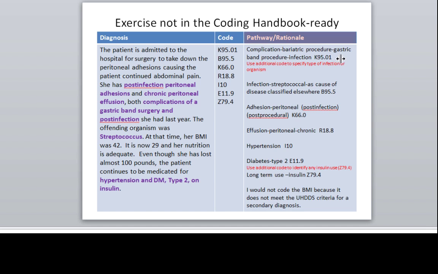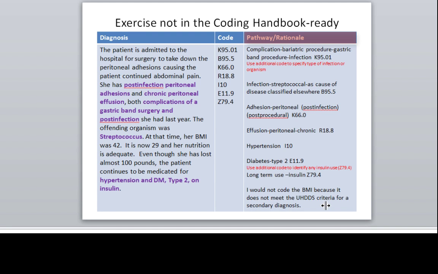And I have here the path where you have a complication of the procedure, which again, it is a K code, not a T code, for complication of the bariatric procedure. Here's the strep as cause of infection, the peritoneal adhesion, peritoneal effusion, hypertension, and type 2 diabetes, additional code to identify the insulin use.